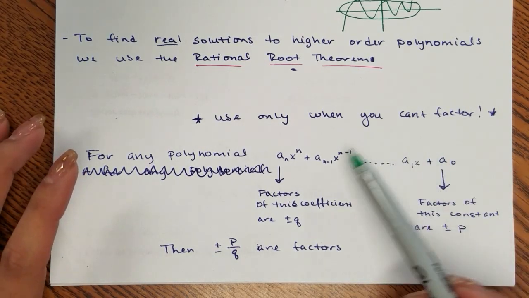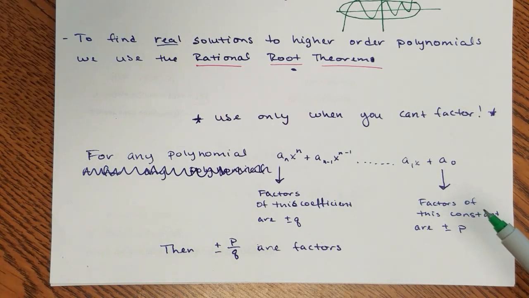Okay, so we only want to use this when you can't factor. Remember, you want to be looking for sums and differences of squares, sums and differences of cubes. You want to be factoring using grouping, bottoms up, whatever you can do to factor your polynomial down as much as possible before using this, because it's very time consuming.